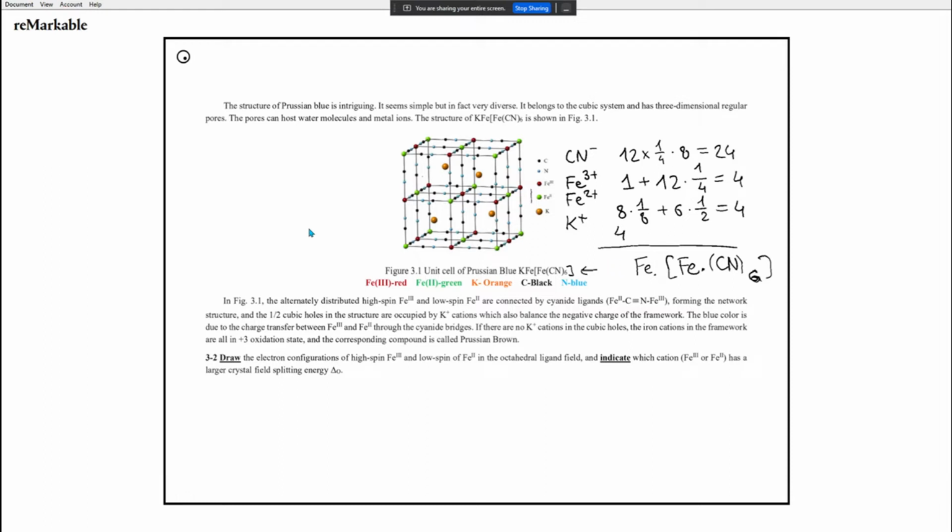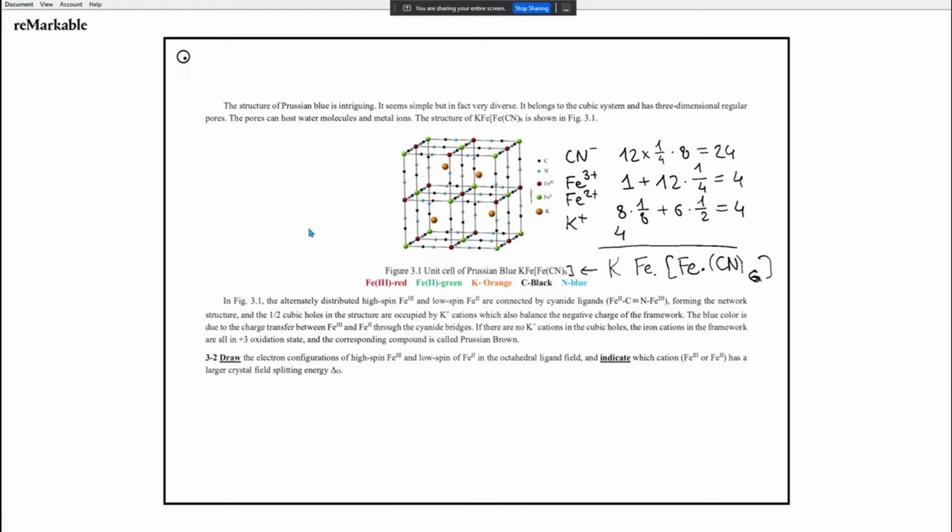It would be 8 if all the cubic holes were filled with potassiums, like this one, that one, here and there. But we have only 1/2 of all cubic holes filled, so it's just potassium, and then ferrum, CN6.